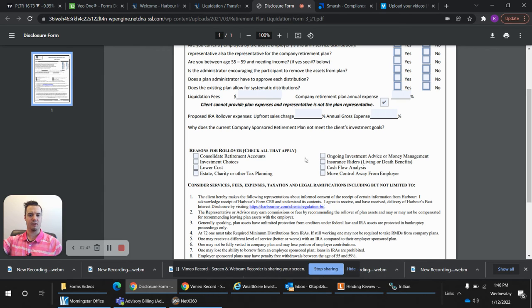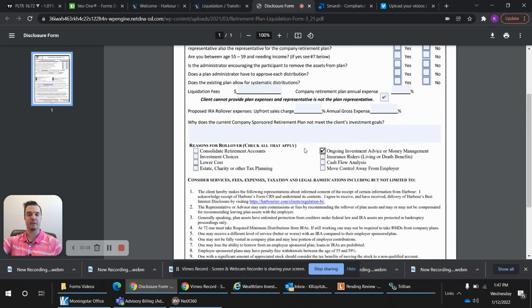And then all of these are simply a regurgitation of what you put above. And you always want to check that you are marking ongoing investment advice, because the advisor is now going to be advising on that money that the client may not have had if they stayed in the retirement plan.